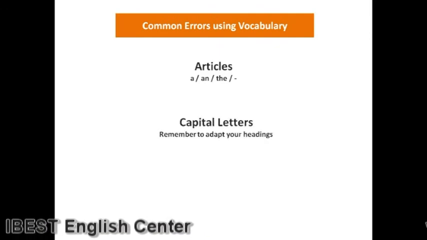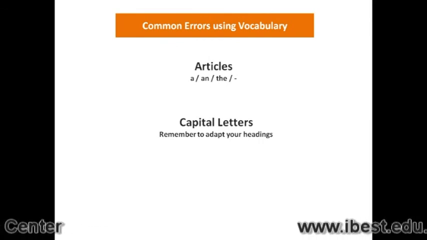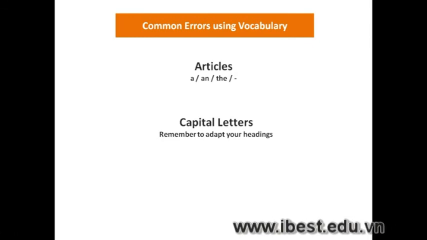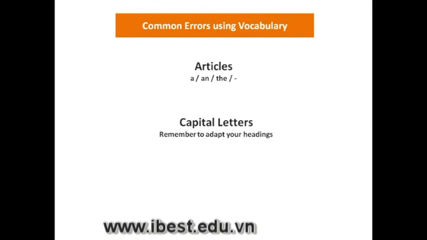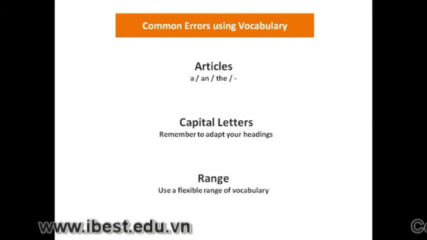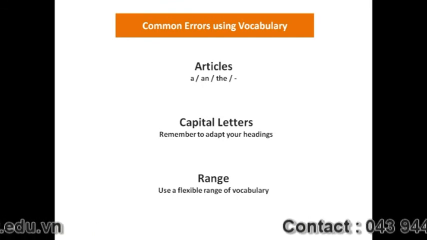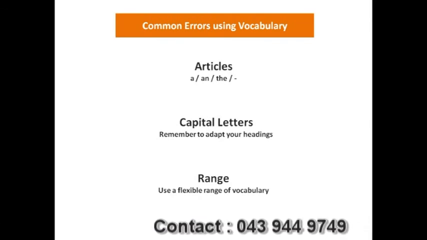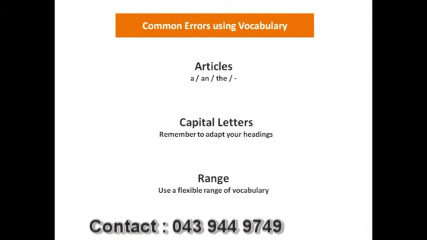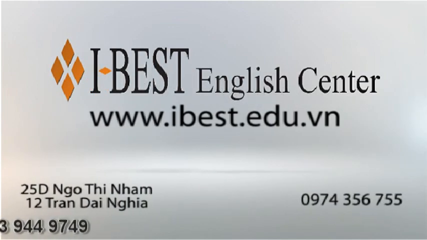Another example of a common error are capital letters. Again, as I explained earlier on in this lesson, your headings will need to be adapted. So make sure you're using capital letters correctly. And of course, the last common error really is many students forget to use a good range of vocabulary. Try not to repeat the same words all the time. If you're aiming for a band score 7 or above, you will need to show quite a flexible range of vocabulary in your report. We hope you enjoyed this short lesson on useful vocabulary for maps in writing task 1.